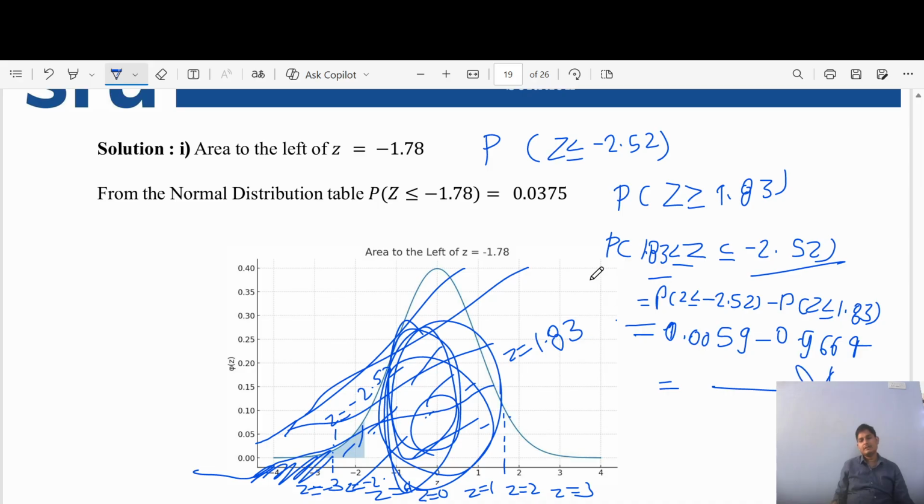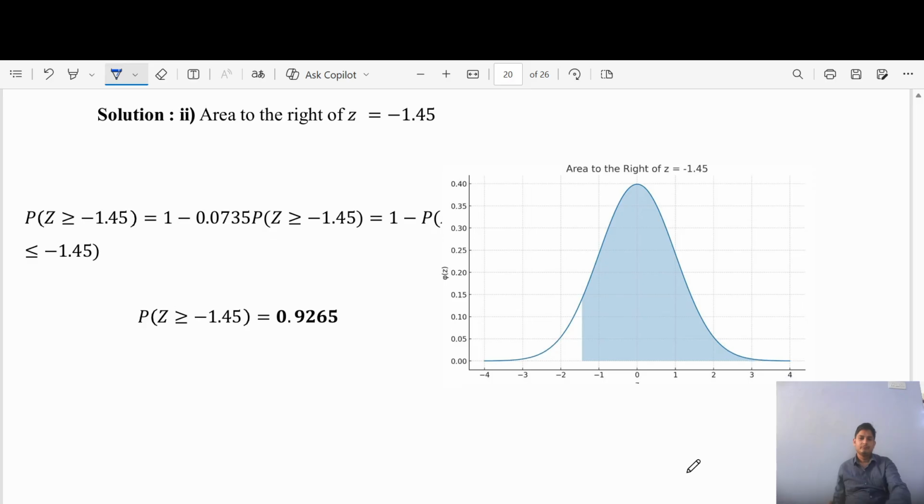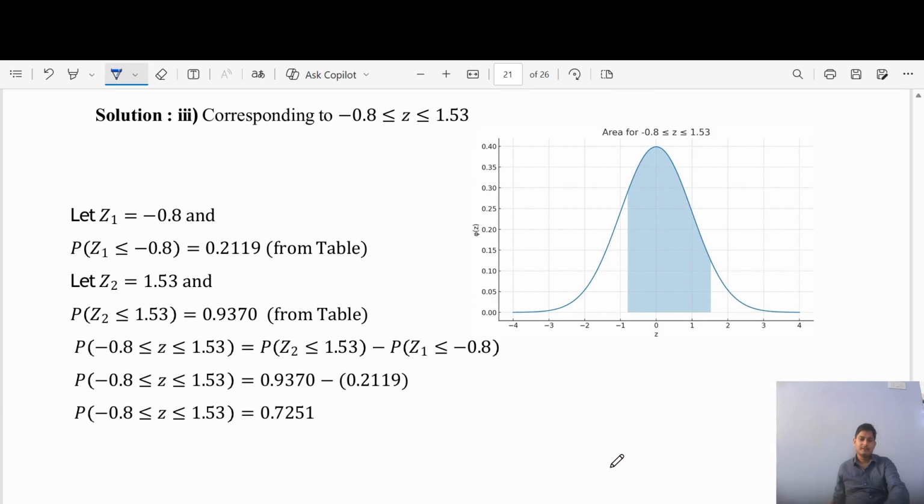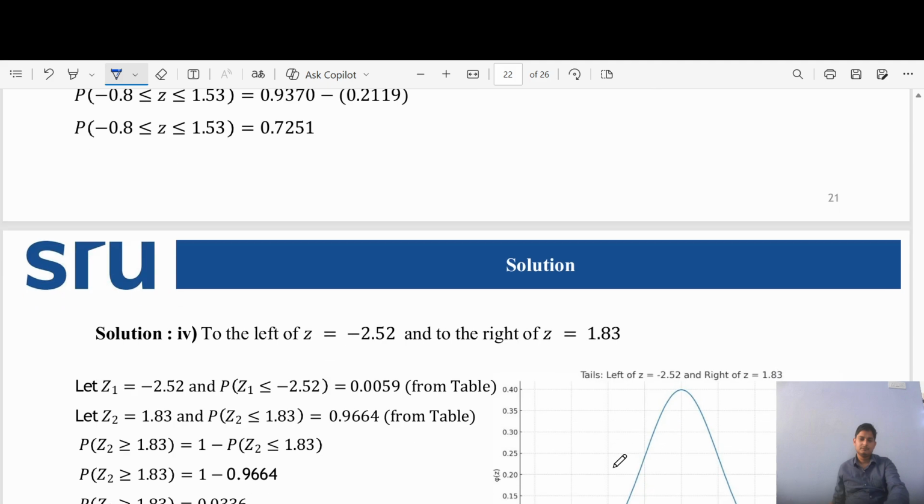So I think you are clear about what is happening in the bell-shaped curve, how we evaluate all the quantities like this using the standard normal curve. This is the standard normal curve. So all the things are mentioned here. You can read.